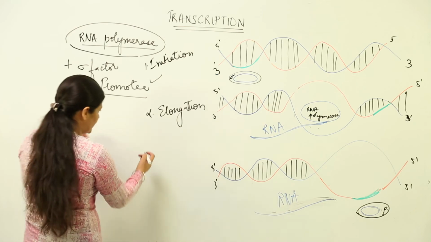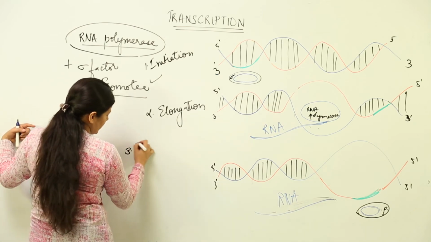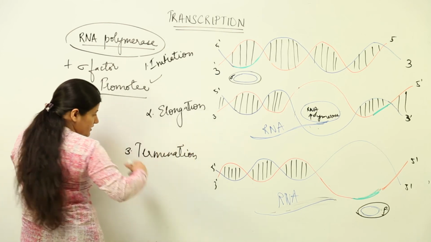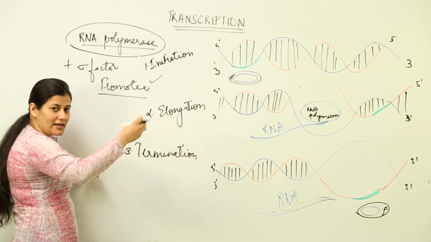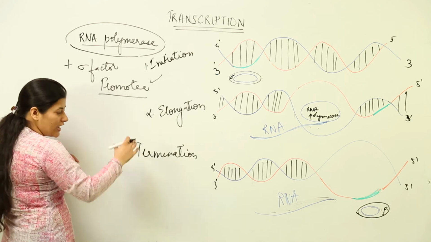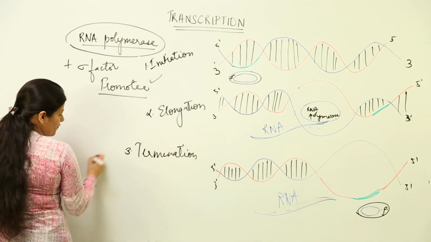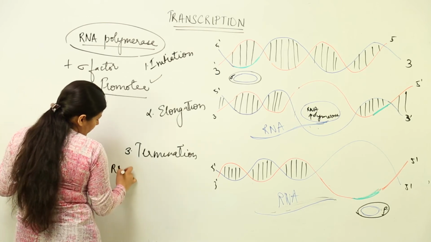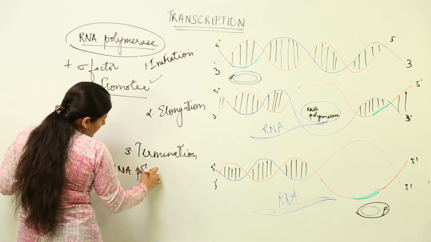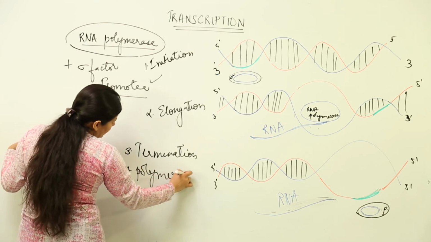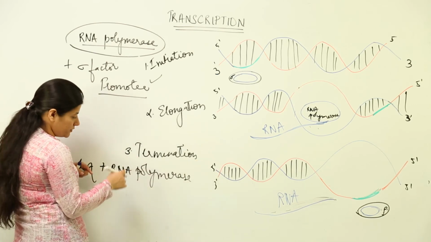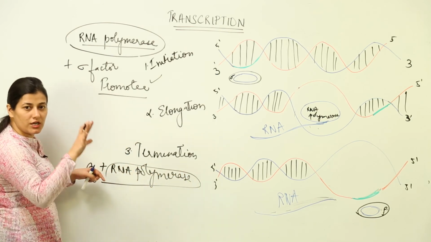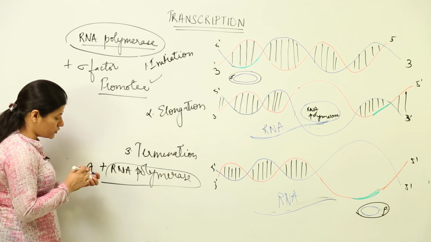So, at the third stage, which is termination, the RNA polymerase that is elongating RNA by adding nucleotide triphosphates stops because the Rho factor combines with RNA polymerase. It helps in detaching the RNA strand that has been formed from RNA polymerase, and in a way transcription comes to a halt. This is what you have to remember.